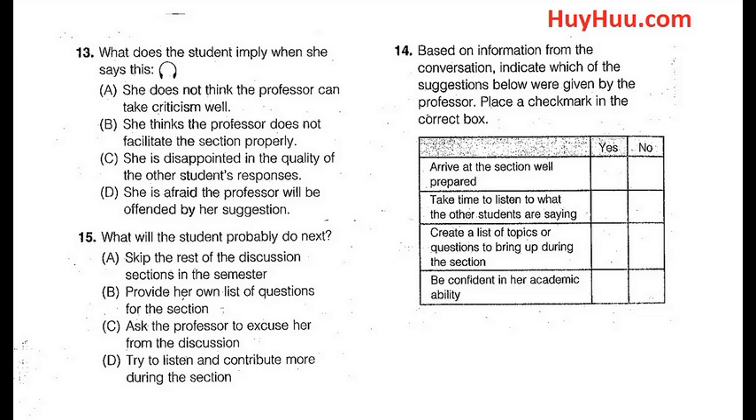14. Based on information from the conversation, indicate which of the suggestions below were given by the professor. Place a check mark in the correct box. 15. What will the student probably do next?